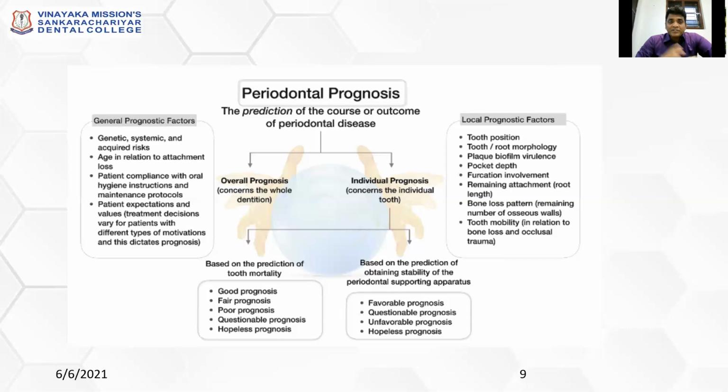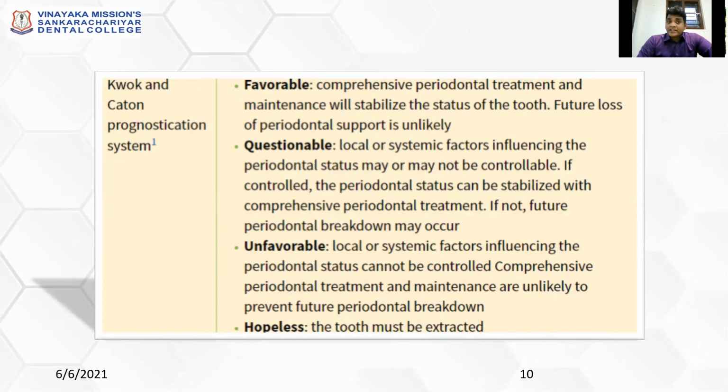The individual prognostic value has two criteria. As I said, based on the stability, that is the supporting structure, there is a favorable prognosis, questionable prognosis, unfavorable and hopeless prognosis. How are you going to arrive at it? The first one is the McGuire and Nunn prognostic system. It tells how you arrive at the individual tooth prognosis: favorable, questionable, unfavorable, or hopeless. We need to check at the earliest, because any hopeless tooth should be extracted, and for an unfavorable tooth, don't ever go for periodontal management.